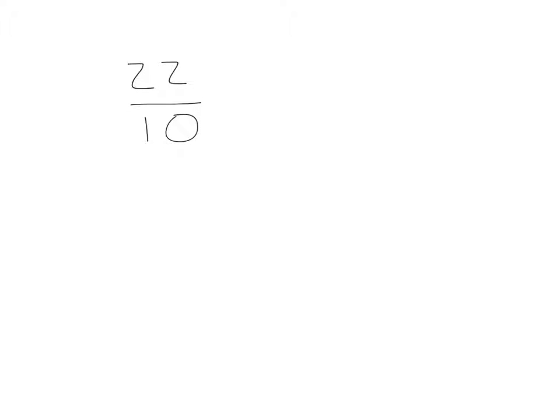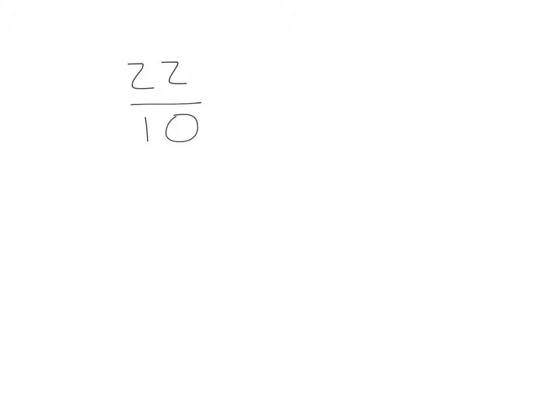In this video, we're going to be having a look at mixed numbers and improper fractions and how you move from one form to another. So in this case, we have 22 over 10. 22 over 10 is an improper fraction. We know that because our numerator, in this case 22, is greater than our denominator, and in this case that's 10.